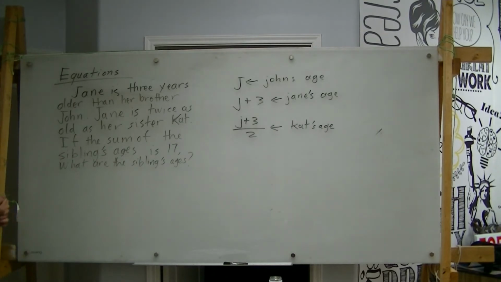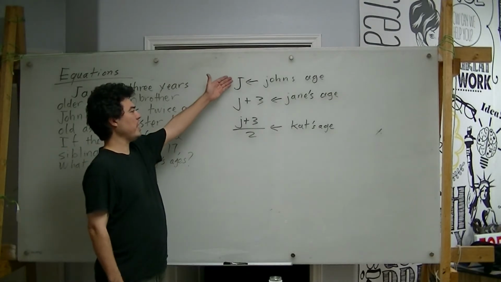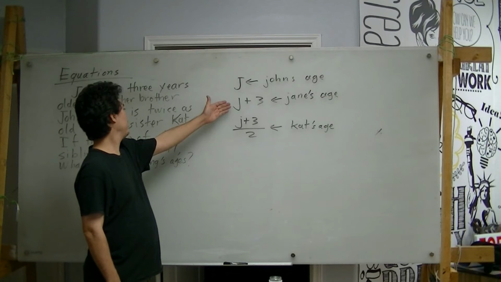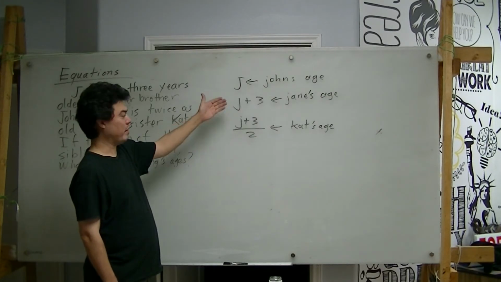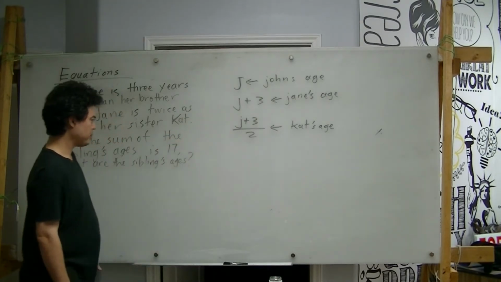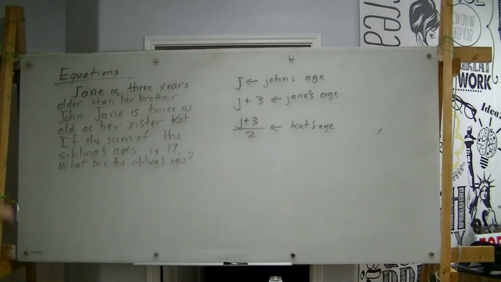Let's read this one more time. Jane is 3 years older than her brother John. Jane is twice as old as her sister Kat. If the sum of the siblings' ages is 17, what are the siblings' ages? So if John is J, then J plus 3 is Jane. And if Jane is twice as old as Kat, then Jane's age, J plus 3, divided by 2, has to be Kat's age.